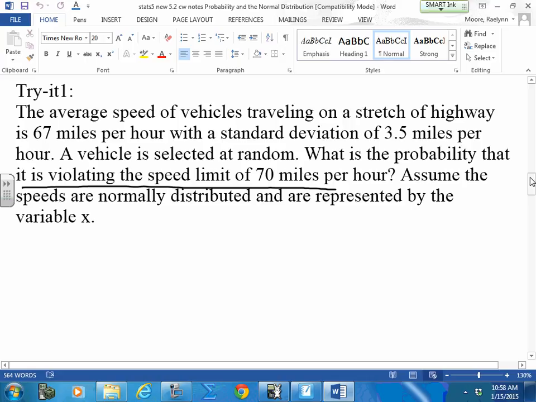Yep, make a sketch. Keep adding your 3.5. I want your sketch. Start with your mean in the middle, add your 3.5 all the way up, and then subtract it the other way. I want you to get used to seeing your x values and your standard score on the same curve.